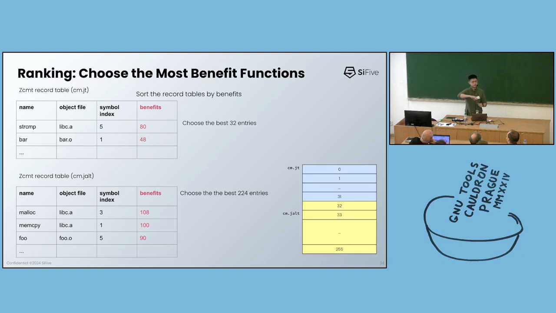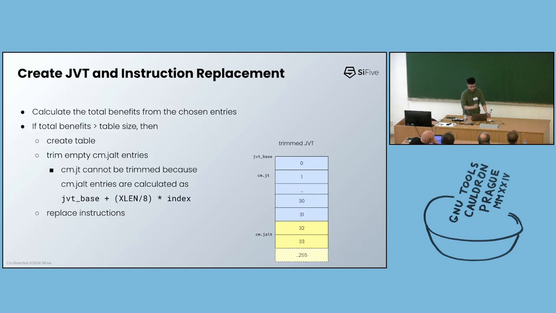After we scan through all the relocations, we have established two record tables, one for cm.jt and the other for cm.jalt. The following part is simple. We sort the tables by the benefit field and choose the best entries to create the table. If we do all the calculation and find the total benefit is greater than the table size, then we can just apply the Zcmt relaxation and create the table.